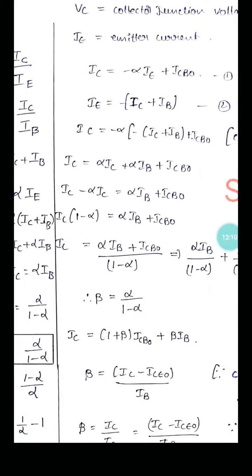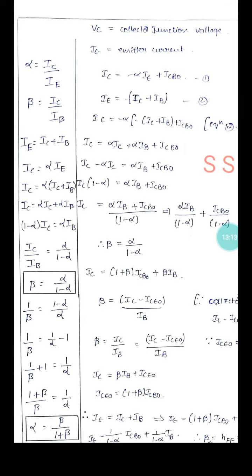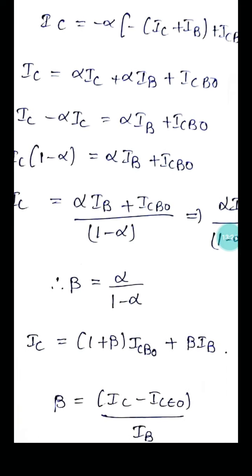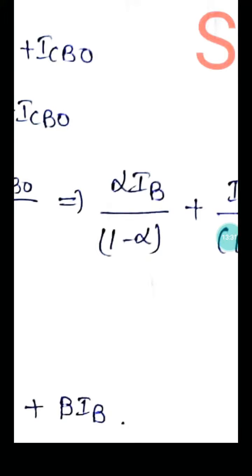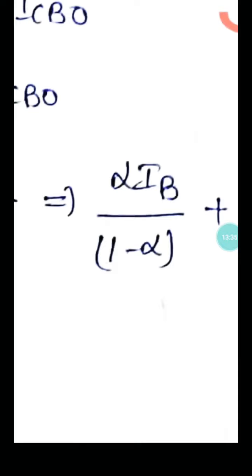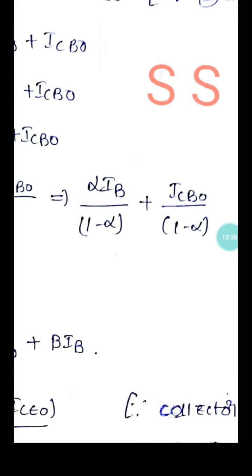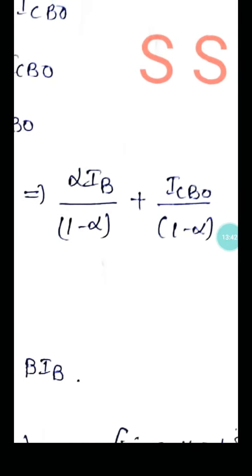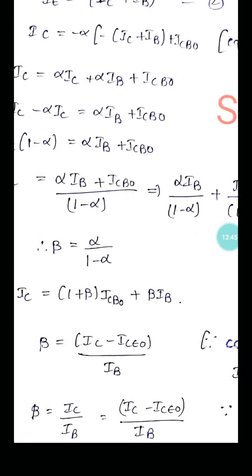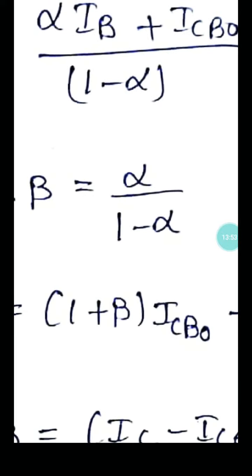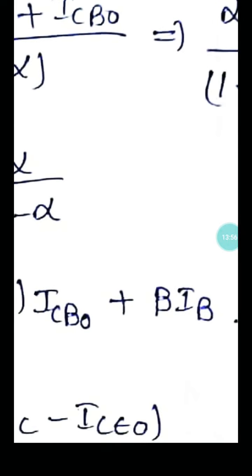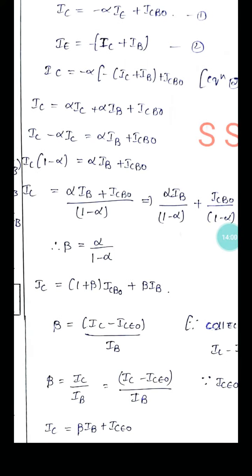This is also one type of derivation, a way to find alpha and beta values. These are all current equations, like IC is equal to alpha IB plus ICBO over 1 minus alpha. This can be treated as beta into IB. Here beta we can call alpha by 1 minus alpha. This 1 minus alpha we can also call 1 plus beta. So the final current equation is IC is equal to 1 plus beta ICBO plus beta IB. This is a very important current equation for the transistor.